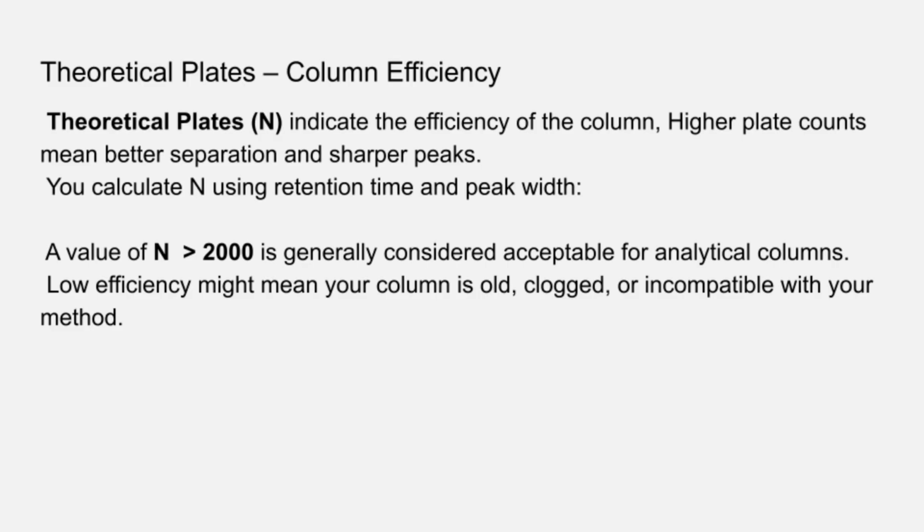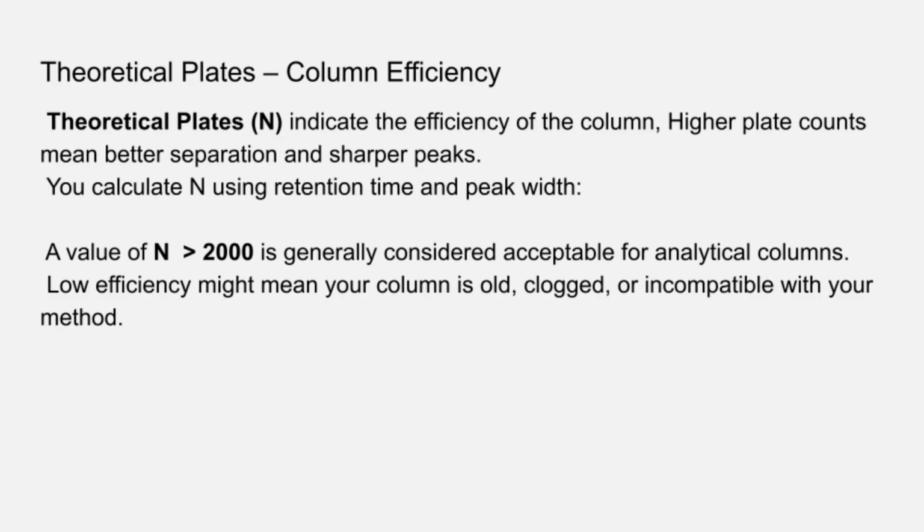Our next parameter is theoretical plate. Theoretical plate indicates the efficiency of the column. A higher plate count means better separation and sharper peaks. You can calculate the theoretical plate using the retention time and peak width. A value greater than 2000 is generally considered acceptable for an analytical column. Lower efficiency might mean the column is old, clogged, or incompatible with your method.